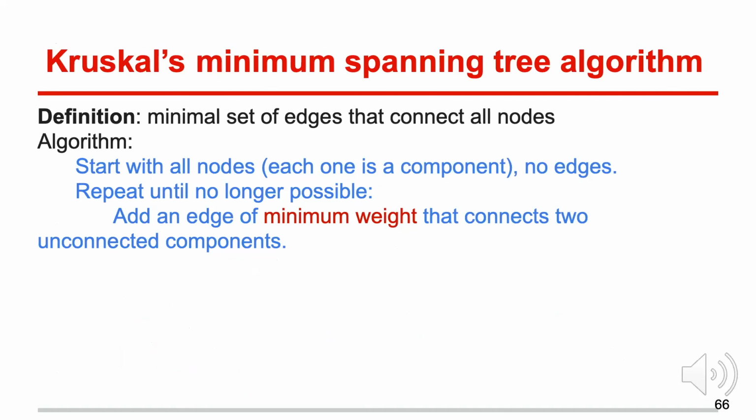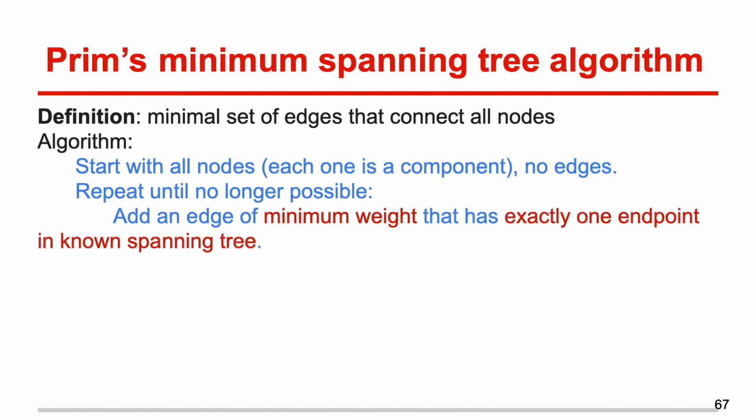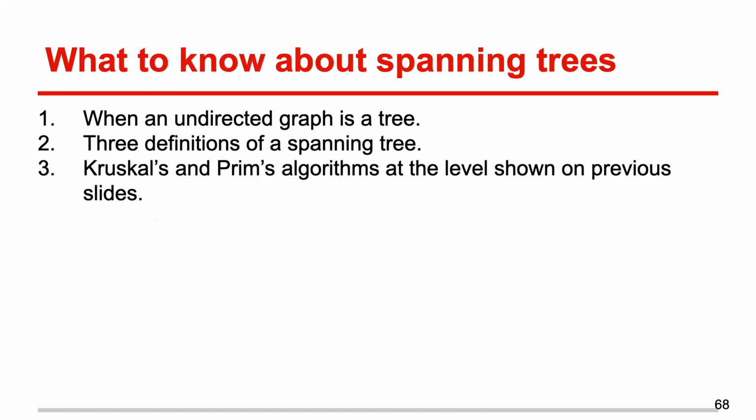The Kruskal algorithm for selecting the minimum spanning tree is that every time, starting from 0, you add the minimum weight edge that connects two unconnected components. And for Prim's, you add the edge of minimum weight that has exactly one endpoint in the spanning tree. What we have to know about spanning trees is basically these three properties, when an undirected graph is a tree, the three definitions I previously said, and also the Kruskal and Prim's algorithms.